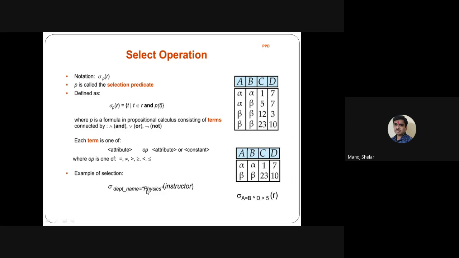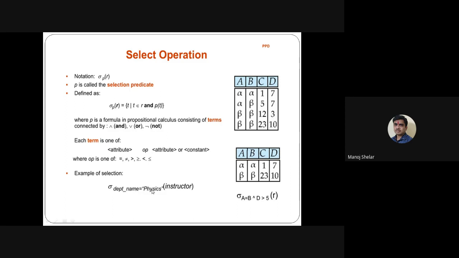Select department name is equal to physics and instructor is the relation name. This is simple syntax. If I want to apply it, with A, B, C, D as attributes, then select AB is equal to, suppose, alpha, and in brackets, suppose, R. So here, select department name is equal to physics on instructor. This is a select query in relational algebra.